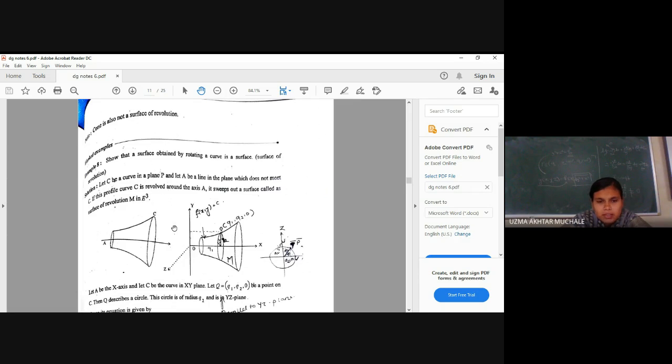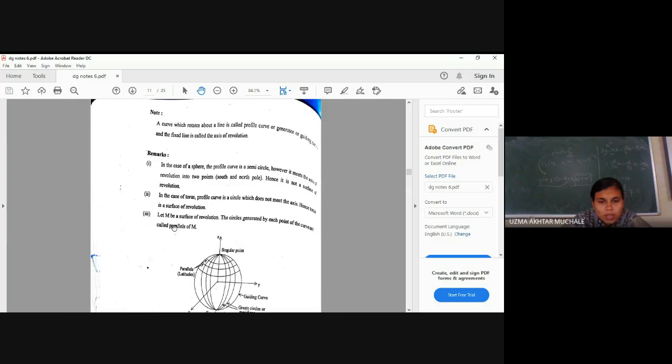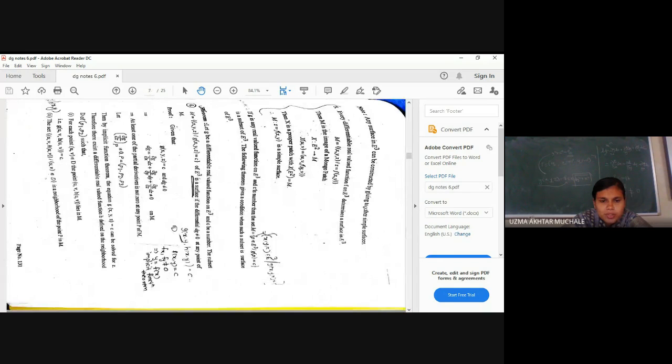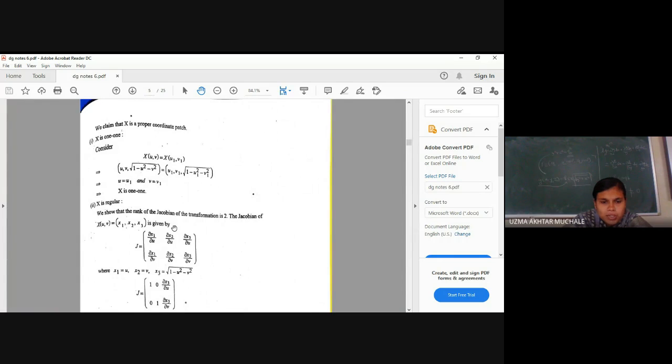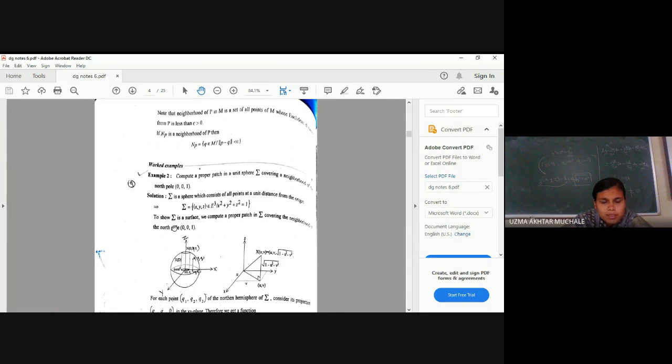I am going very slowly on this point because it is somewhat difficult to understand what is a surface, what is a coordinate patch, what is a proper patch, and what are the examples of a surface.